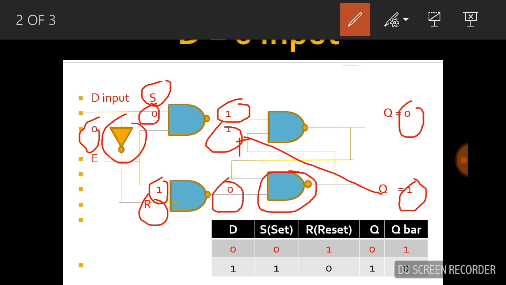That means the output of the D flip-flop, if the input is 0, then Q is equal to 0 and Q bar is equal to 1. That means Q bar is equal to 1 is provided on the R side. R means reset. That means if D is equal to 0, then the Q bar output is 1 and the Q output is 0. That means if the D input is 0, then the output is reset.